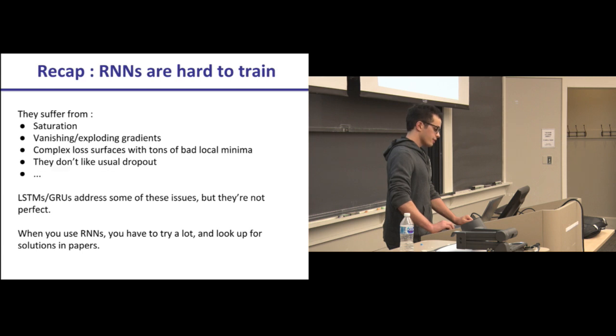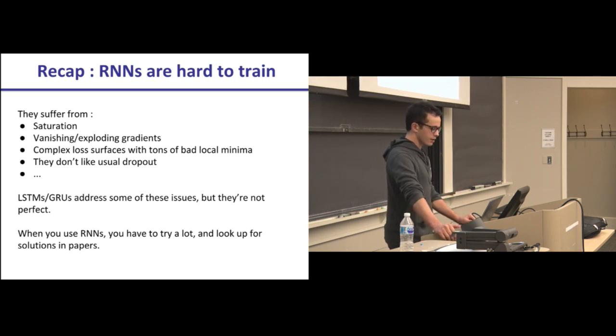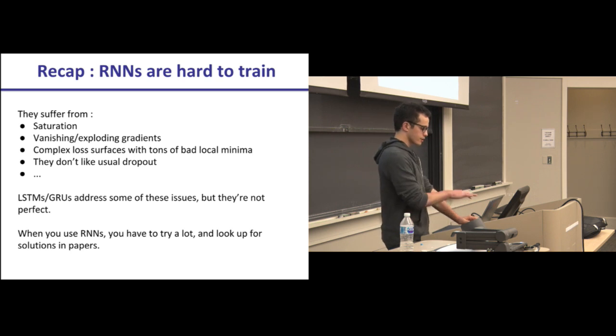You also know that they're not perfect because they're hard to train, because of all the gradient issues that are all the more important with RNNs because once you unroll them, they're extremely deep. They've got weird loss surfaces. Also, you might not know that yet, but dropout and RNN kind of don't work well together. You have to find tricks to make them work.